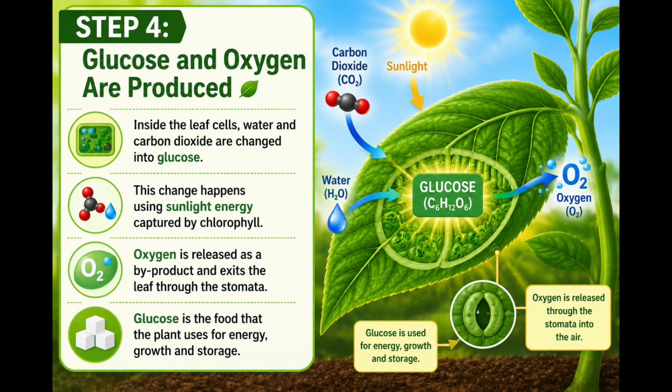Using the energy captured from sunlight, the leaf combines water and carbon dioxide to produce glucose, which is the plant's food. At the same time, oxygen is formed as a byproduct and is released into the air through tiny openings called stomata. Glucose is then used to provide energy, support growth, and can also be stored for later use.